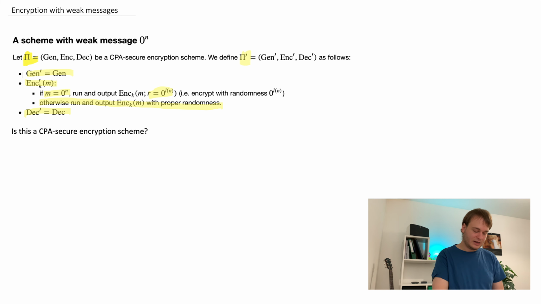Okay, meaning that in this encryption scheme, 0 is a weak message, because if we encrypt 0, we will always get the same ciphertext for it. Whereas, because pi is a CPA secure encryption scheme, if we encrypt any other message multiple times, we would get different ciphertexts for this message.